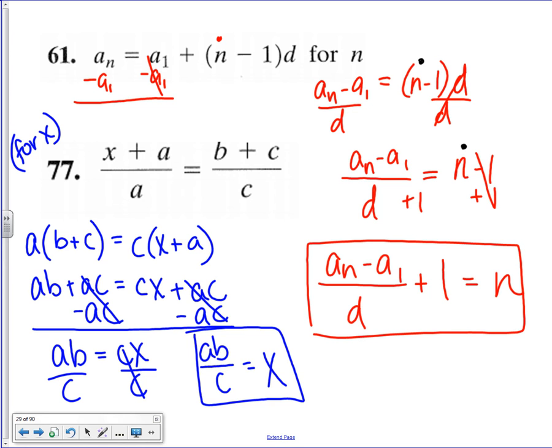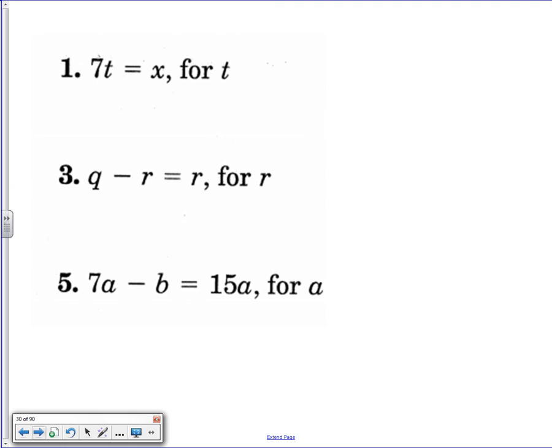Now, you also should have a 3-8 worksheet that says page 181 at the bottom. I'm going to do a few of these, and then you're going to finish this worksheet for homework. Again, I'm going to do a couple, and then you're going to finish this for homework. So, if I'm going to solve for t, all I got to do here is divide by 7. T equals x over 7.